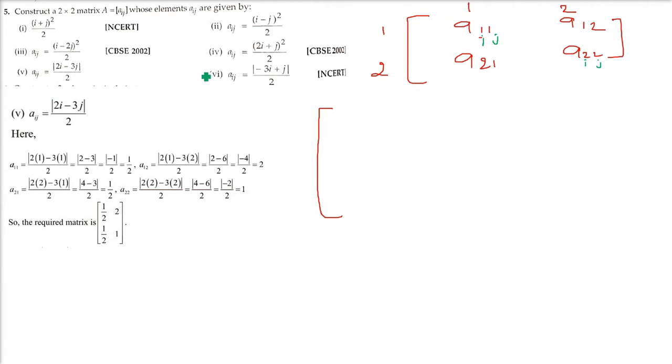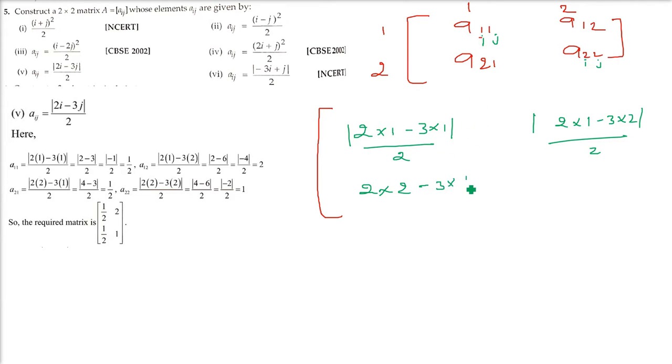So |2 into 1 - 3 into 1| divided by 2, since i and j both are 1 here, and we have to put a modulus also. Similarly here, |2 into 1 - 3 into 2| divided by 2. Then |2 into 2 - 3 into 1| divided by 2. Here also |2 into 2 - 3 into 2| divided by 2. All these are in modulus.